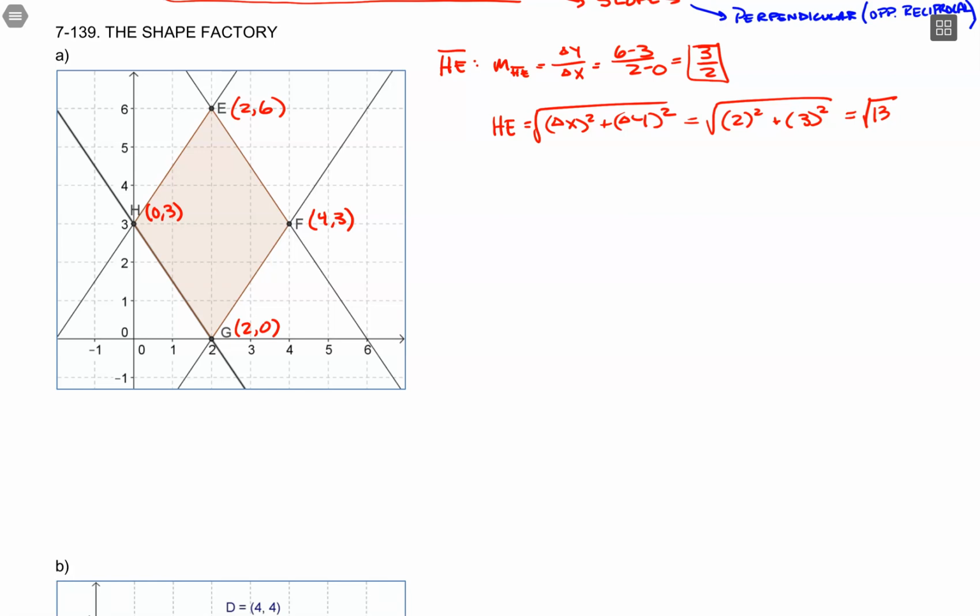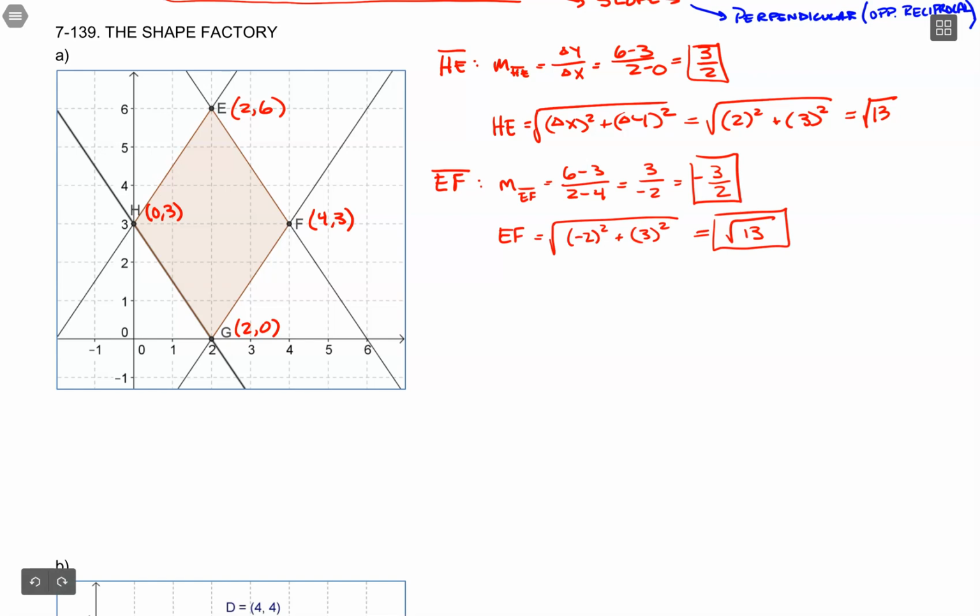Let's go ahead and look at side EF. Got a slope of negative 3/2 and the length square root of 13. So far I notice that both those lengths are the same. We'll talk about the slopes in just a minute. Highlight something here. I got that delta x is negative 2. That's because I did the 2 minus 4 to get negative 2. Note when you square that, it becomes a positive number. If you ever get a negative number when you're working underneath the square root, especially if we're talking about distance, you probably made a mistake.